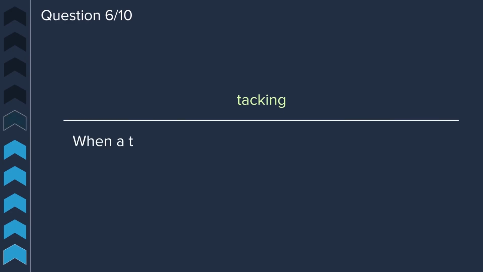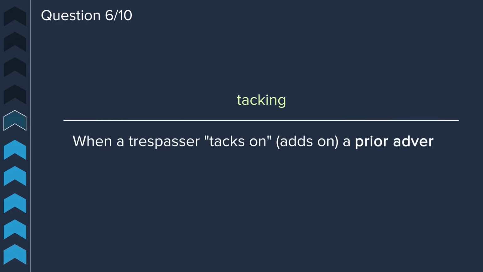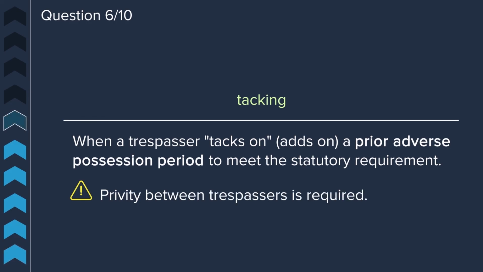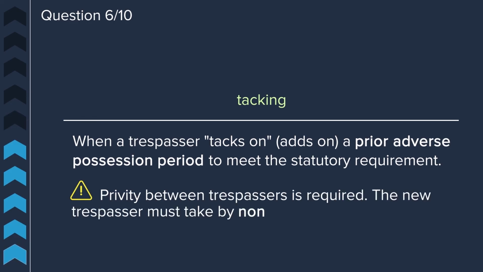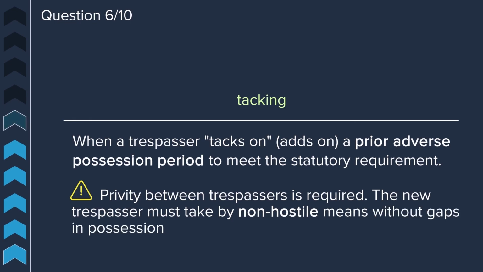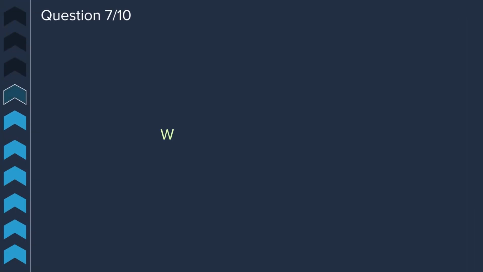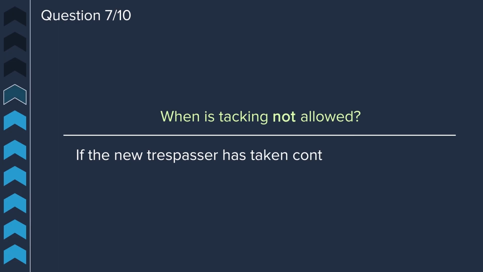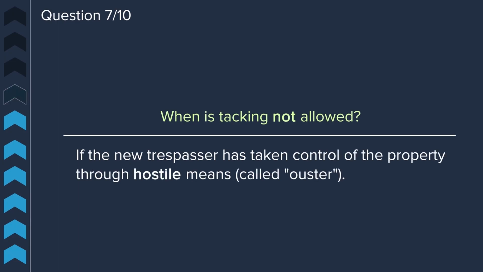Question 6. What is tacking? Tacking is when a trespasser tacks on a prior adverse possession period to meet the statutory requirement. Now note, to tack on, there must be privity between the trespassers. The new trespasser must take by non-hostile means without gaps in possession. Question 7. When is tacking not allowed? Tacking is not allowed if the new trespasser has taken control of the property through hostile means.